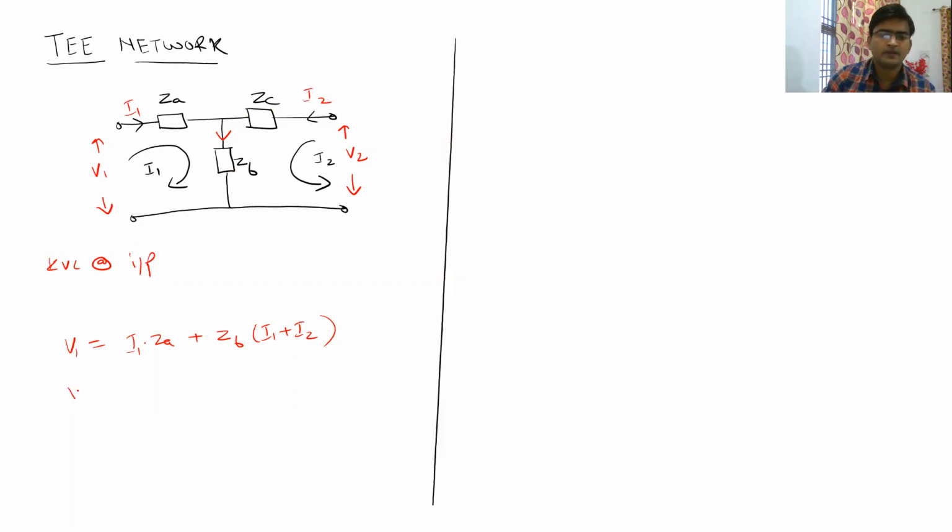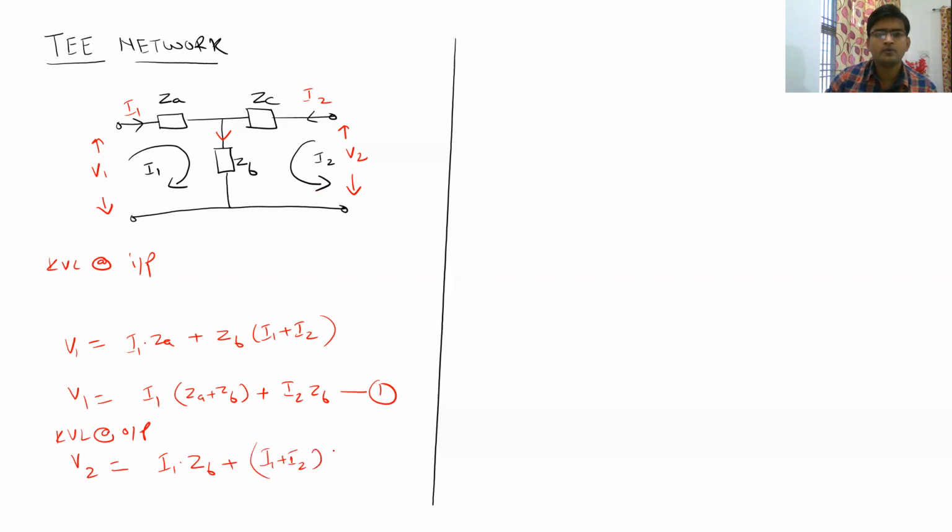So rearranging this, we will get V1 is equal to I1 taken common. We will have ZA plus ZB plus I2 ZB. So this is going to be your equation 1. And similarly, in the output section, if we write KVL at output, we will get V2 is equal to, similar to the previous case, I1 into ZB plus I1 plus I2 into ZC. Then this is going to be your equation 2.